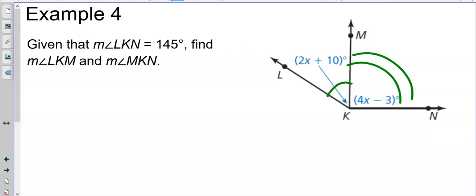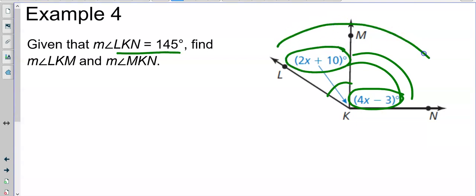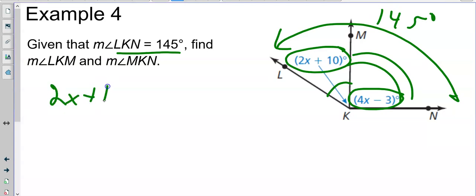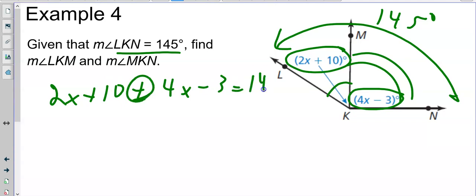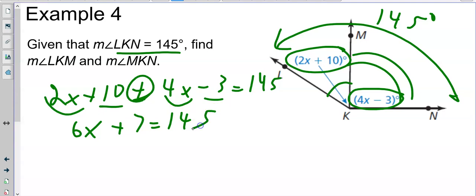But what we do know is that this angle here plus this angle here adds up to a total angle of 145 degrees. So we just write that. This angle here plus this angle here adds up to 145. Now I'm just going to do some basic algebra. I'm going to combine my like terms and get 6x. I'm going to say 10 minus 3 is positive 7 and get 145 still.